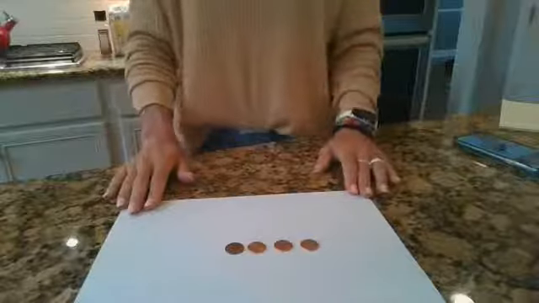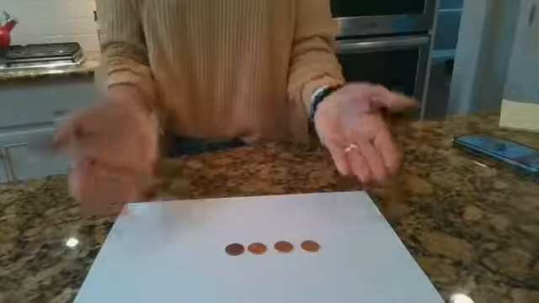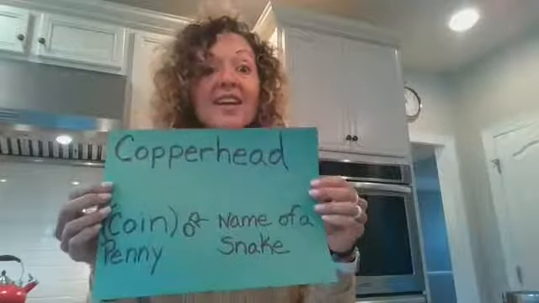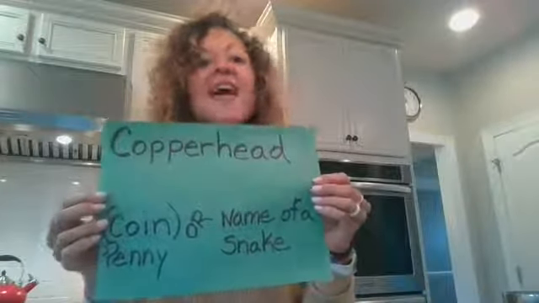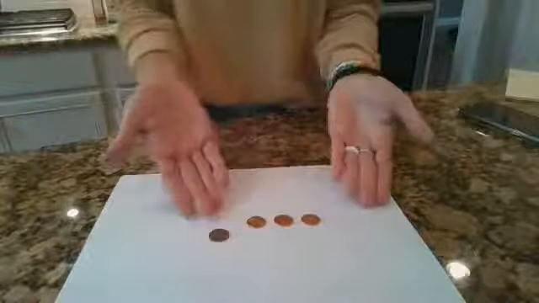Do you see any snakes? So the question is, do you see any snakes? Think about some snakes. I don't know many snakes, but maybe you know some. Copperhead. Copperhead could be a coin known as a penny, or it can be the name of a snake. So the question is, do you see any snakes? And there are 4 copperheads would be the answer.